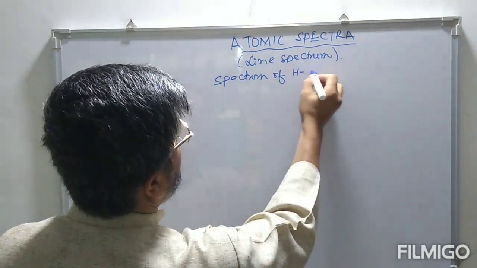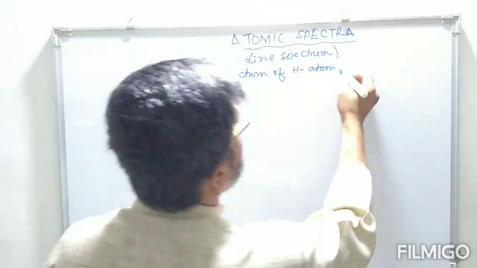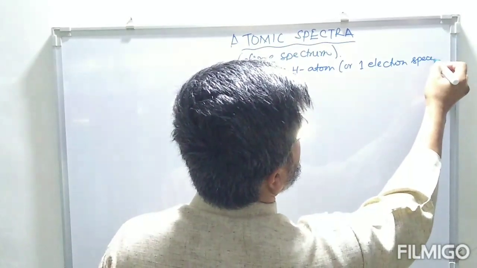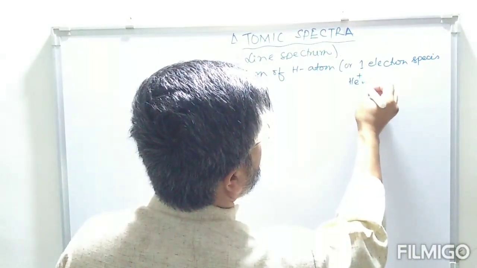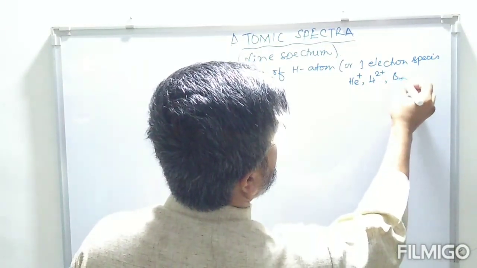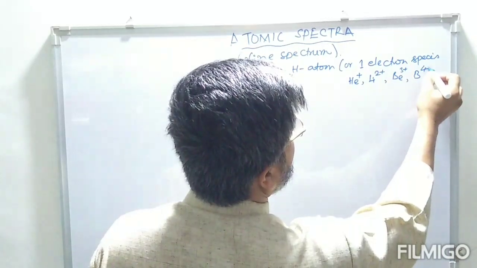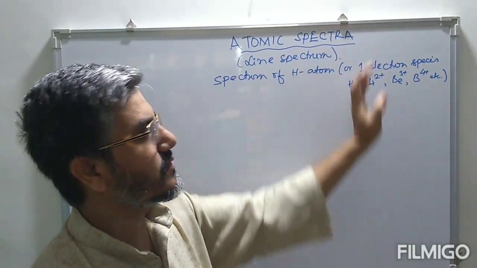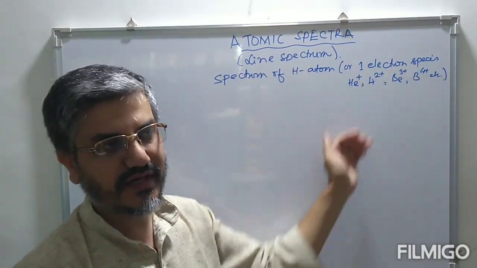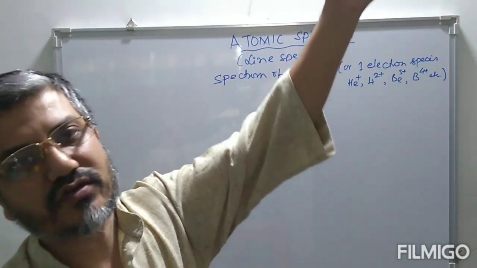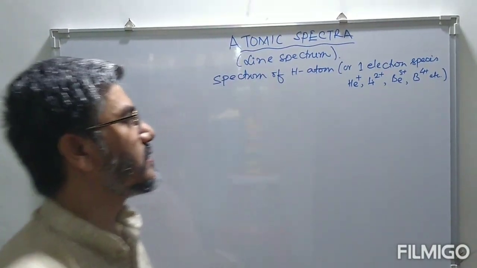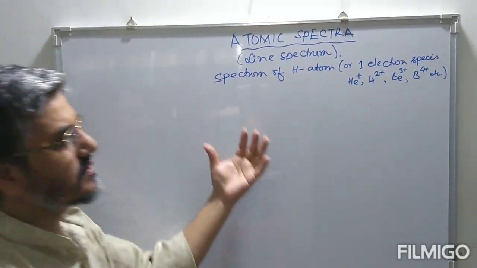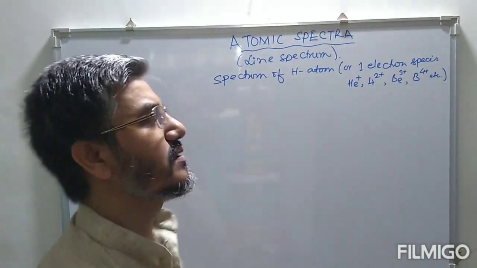So we'll discuss the spectrum of hydrogen atom, or one electron species like helium plus, lithium 2 plus, beryllium 3 plus, boron 4 plus, etc. These are one electron species. So the spectrum of hydrogen will be exactly identical to those of one electron species. So only one electron is to be promoted to any level, or only one electron is to be de-excited from any higher level to the lower level. So during this, energies are released, and energy release appears in the form of electromagnetic radiation.